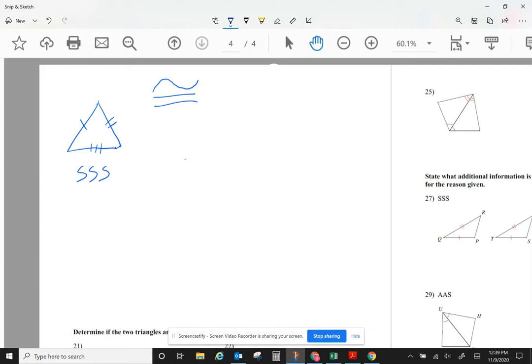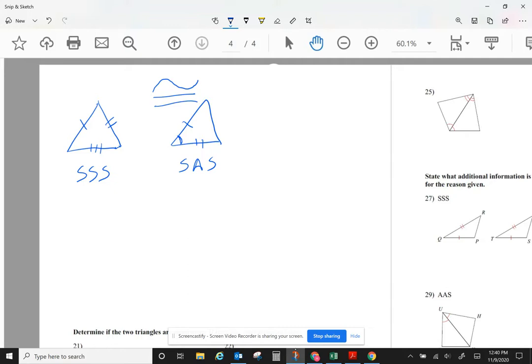Another rule that we're going to have is side, angle, side. So you notice I have two sides marked. Let me say these two sides. I need two sides marked. Now the angle in between the sides, what I mean with that is the angle where the two sides meet. So it's not just any angle, it's the angle where the two sides meet. In this case it would be this angle.